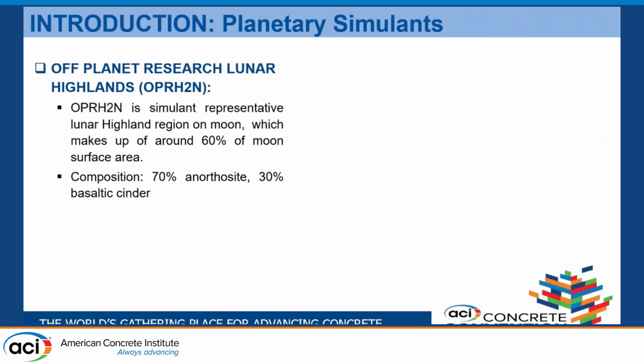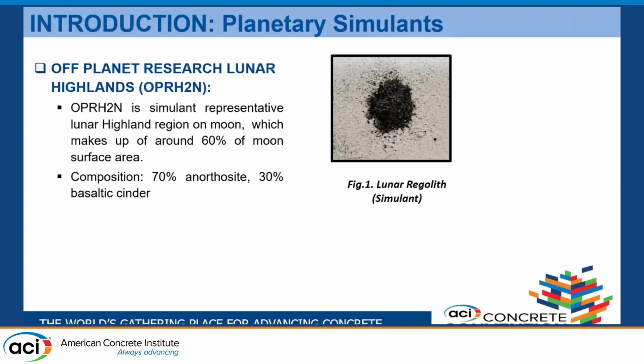Within this specific geopolymer, I use the precursor in the form of a lunar regolith simulant from Off Planet Research, representing the lunar highlands. The lunar highlands cover 60% of the area of the Moon, and the other 40% is the lunar mare region. The composition of OPRH2N is 70% anorthosite and 30% basaltic cinder. These show images of the lunar regolith simulant.